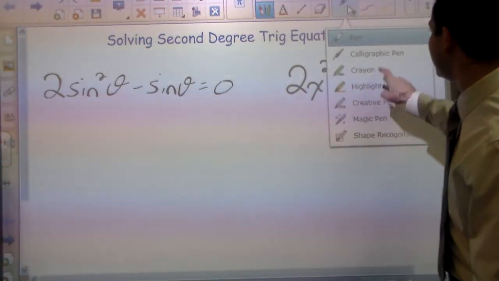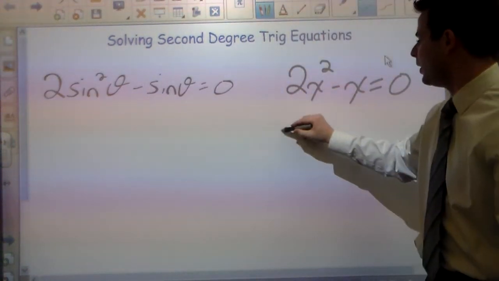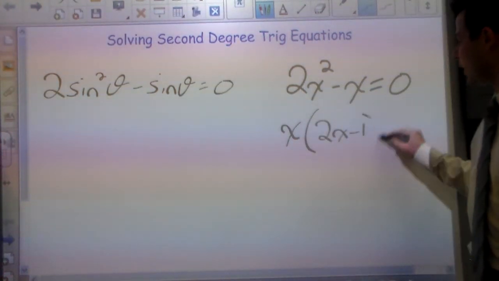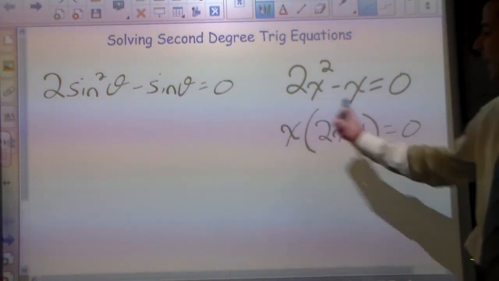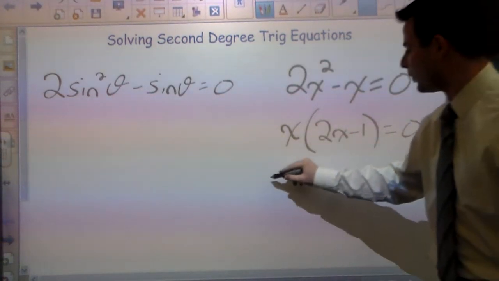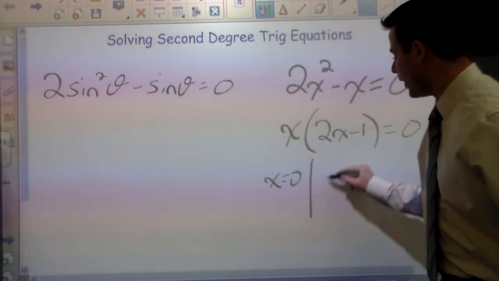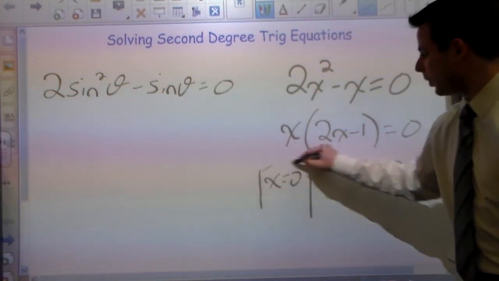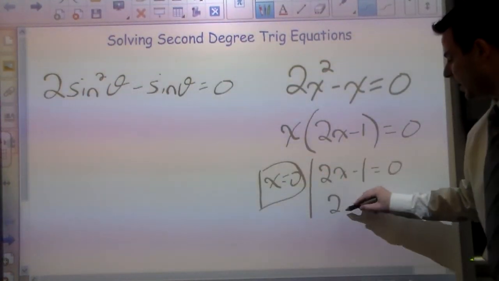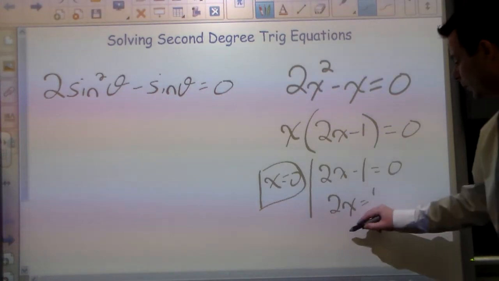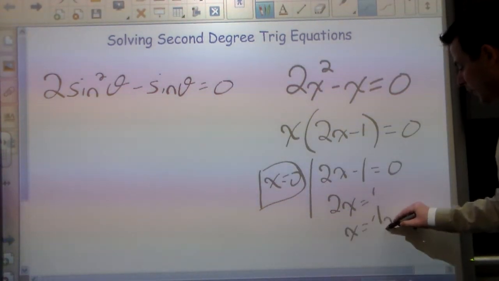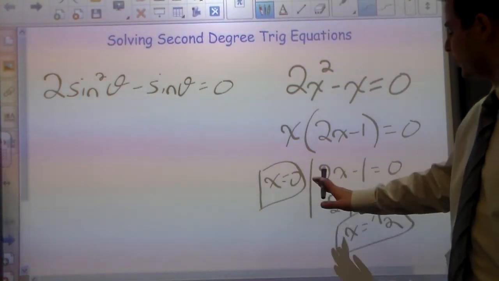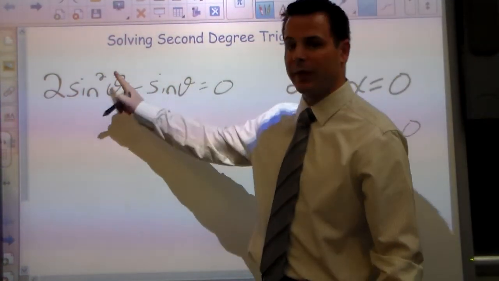So if I go ahead and solve this polynomial equation, I have a GCF of x, leaving me with 2x minus 1 equals 0, and now I have 2 factors that contain the variable, so I'm going to set them both equal to 0 and solve them separately. So I get x equals 0 as one possible solution, and x equals 1/2 as the other possible solution. Now, trouble is, we're not solving for x, we're solving for theta.